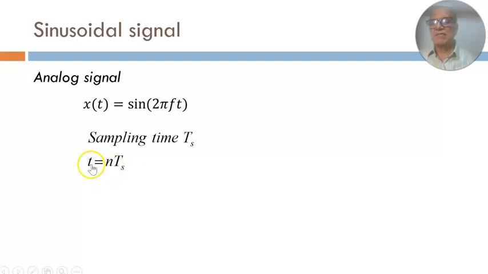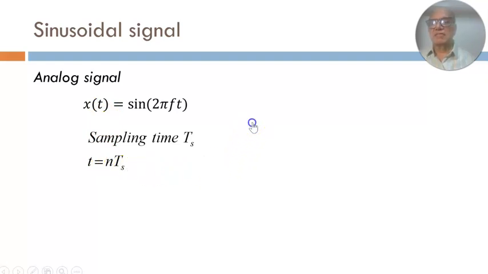In that case, t will have discrete values, like it may start from 0. So when n is equal to 0, this is 0. When n is equal to 1, this is Ts. When n is equal to 2, this is 2Ts, and so on. So by using this expression, we convert this continuous time into a discrete time.